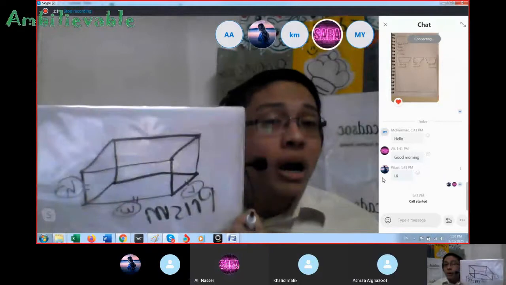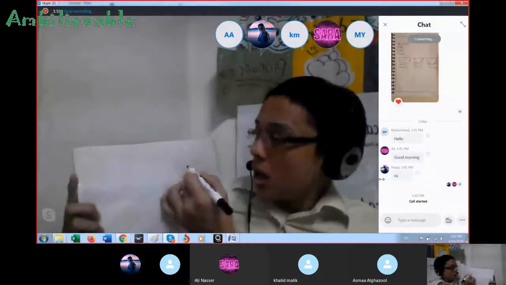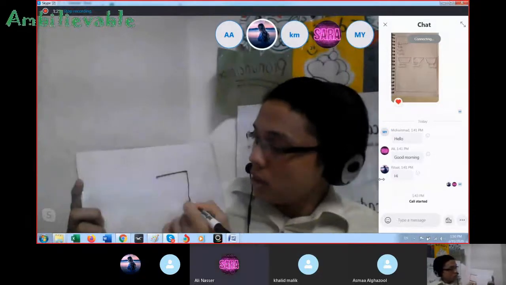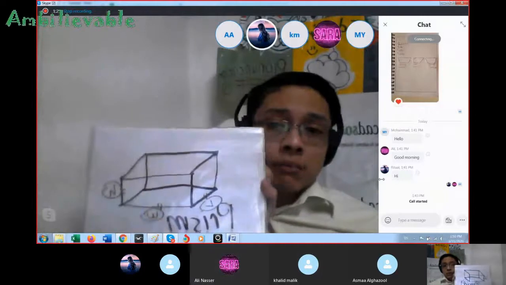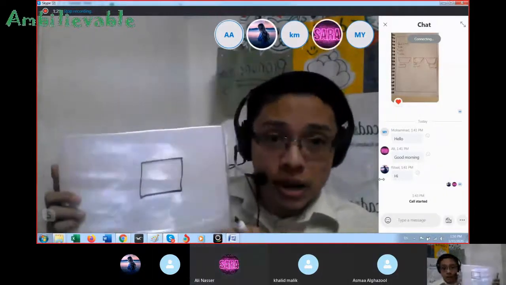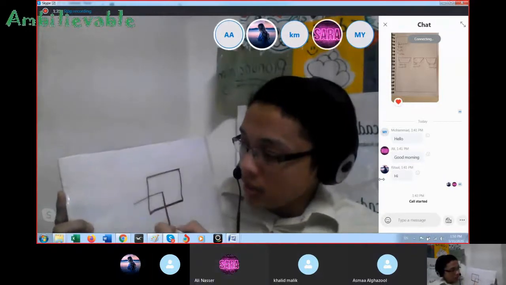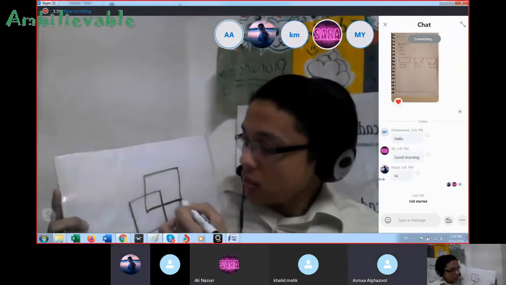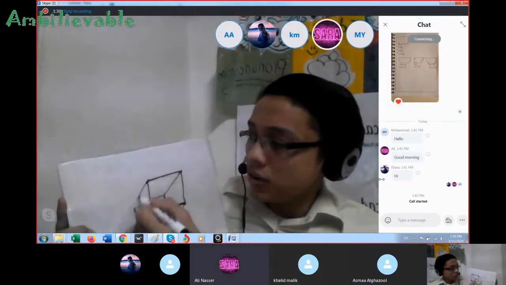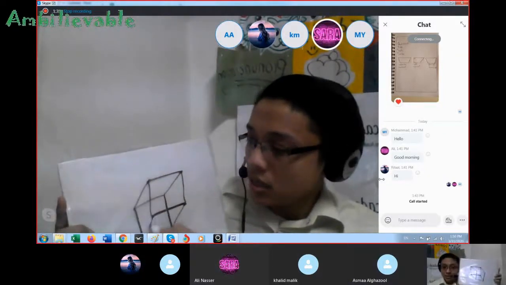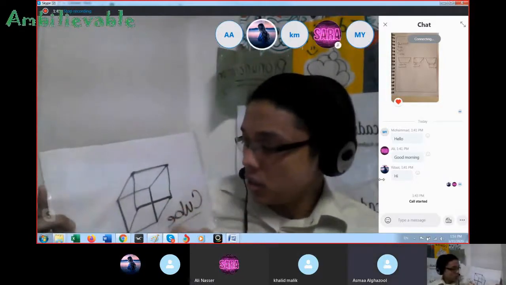Now, what about a regular cube? Remember that a cube is a square. So, the same thing. What did we do in our regular prism? Make a square. Make an overlap square here. Then connect the vertices. Correct, that's good. Connect those vertices and you'll get a cube. This is what we call a cube.